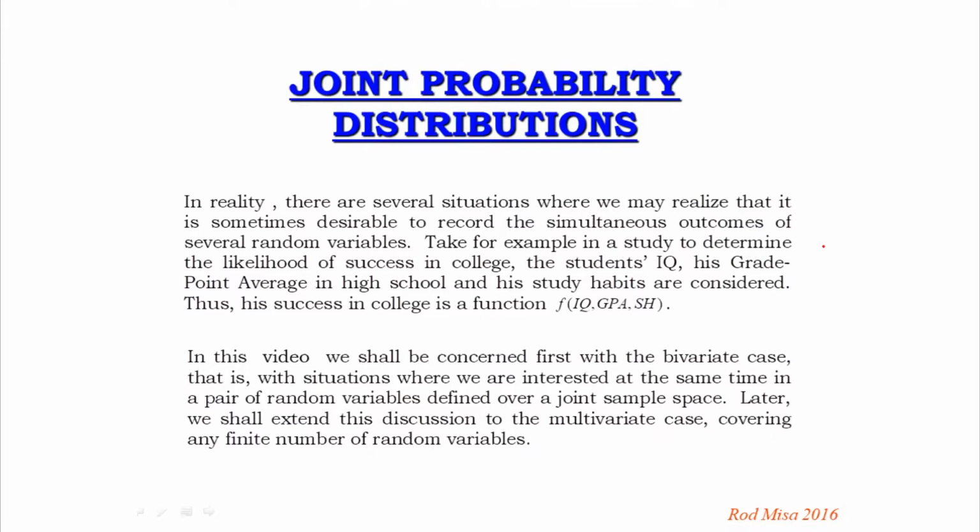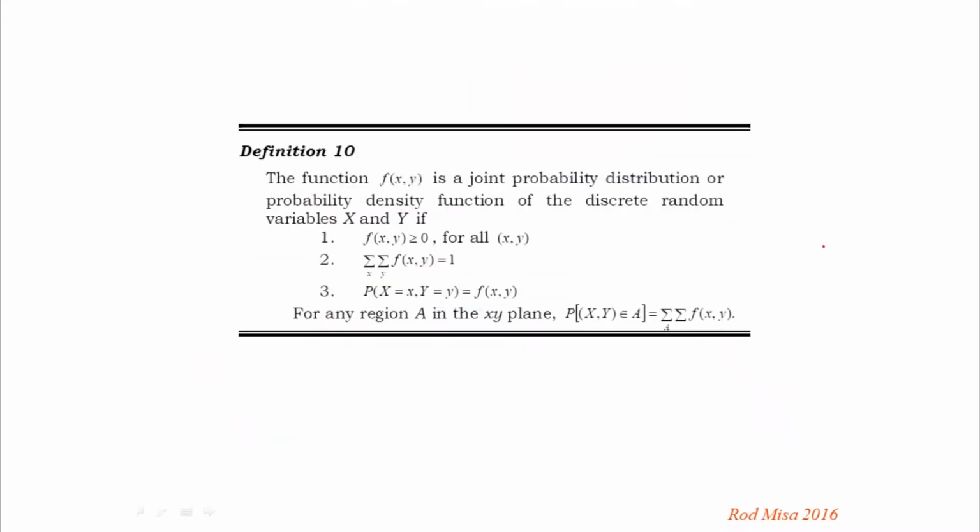Although in the succeeding videos, we shall extend this discussion to the multivariate case, covering any finite number of random variables. Now, let's proceed to our definition 10. The function f(x,y) is a joint probability distribution or the joint probability mass function of the discrete random variables X and Y if the following conditions are satisfied.